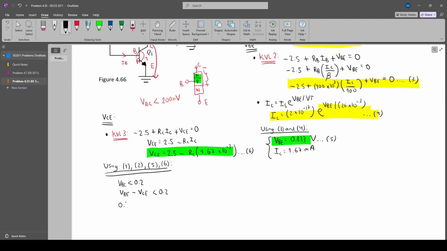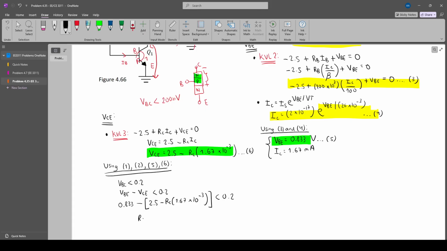So 0.833. And yeah, so BCE, we have calculated that before, and we can just plug that in, right? Minus 2.5 minus RC times 1.67 times 10 to the power of minus 3. And that will be less than 0.2. And we can see that we only have one variable and one equation. So we can now find the value of RC required in order to meet this initial condition. So, well, you can just work with this expression.